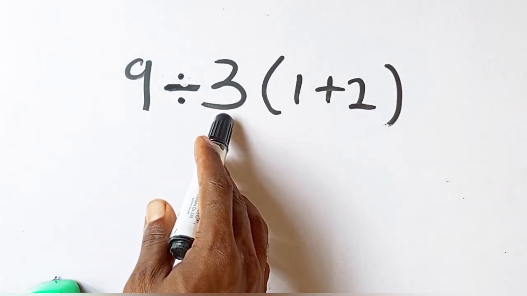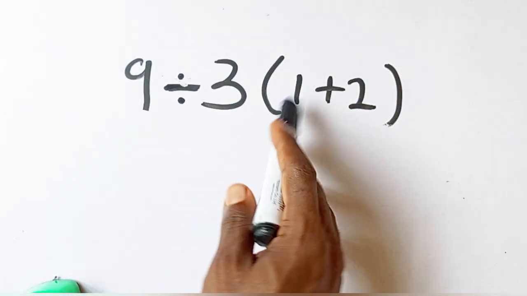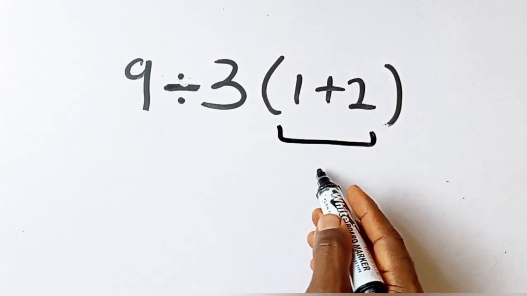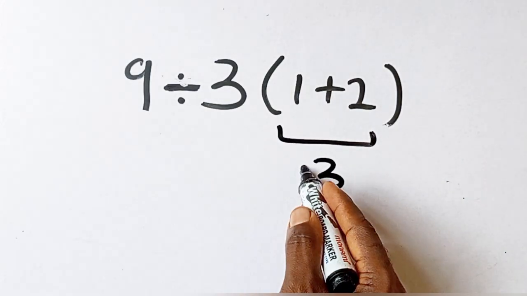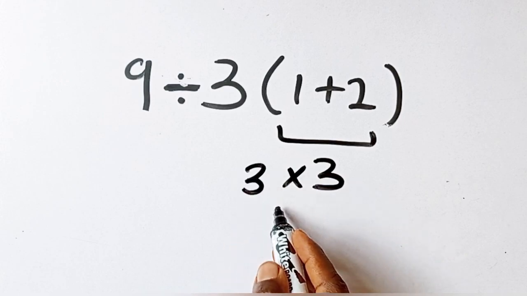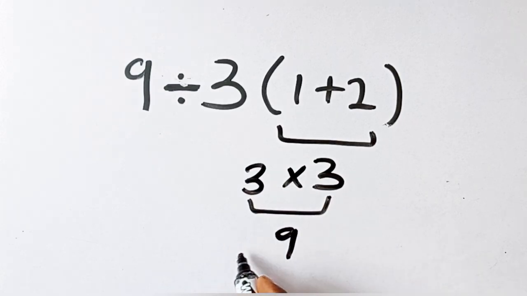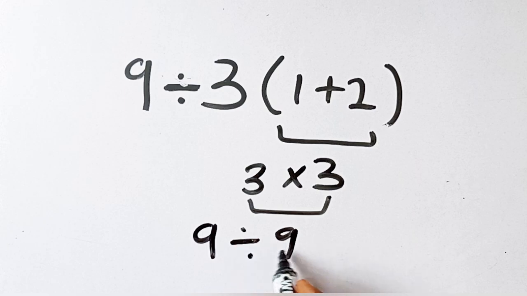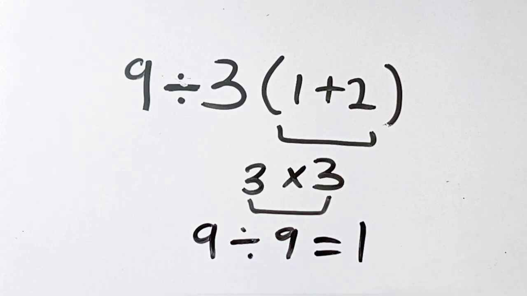9 divided by 3 bracket 1 plus 2. 1 plus 2 is going to give us 3, times this 3. This is going to give us 9. This 9 divided by this 9 is equal to 1.